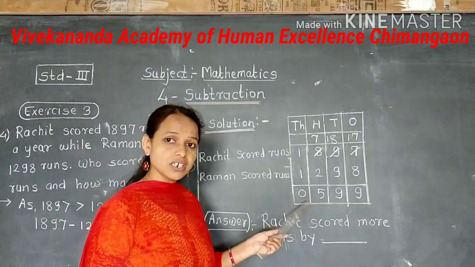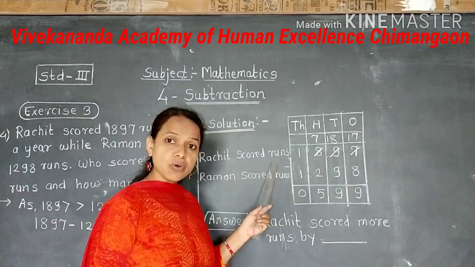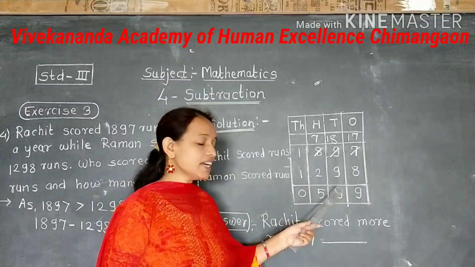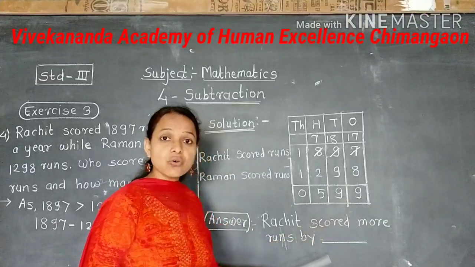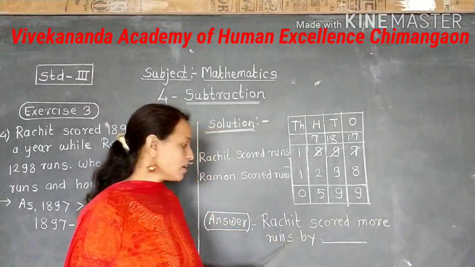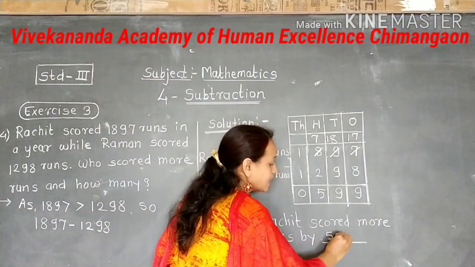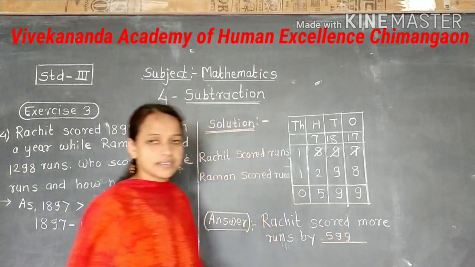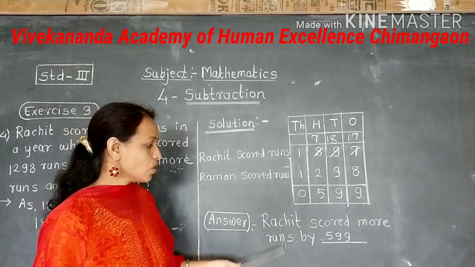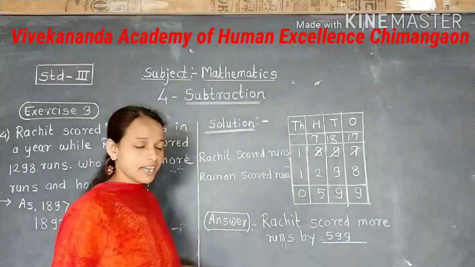What is our answer? Now we find out who scored more runs. Rachit scored more runs. By how many? By 599. So what will be the answer? Rachit scored more runs by 599. Understood? Rachit scored more runs by 599.